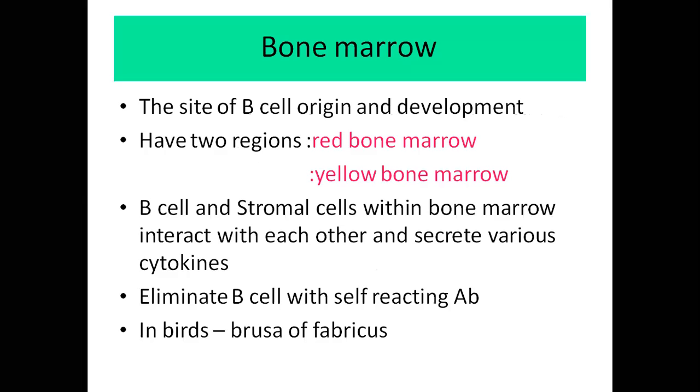So after thymus, the next part is the bone marrow. This is also a primary lymphoid organ, the bone marrow. So what do we know about the bone marrow? Bone marrow is the site where B cells originate. The origin of B cells and their development takes place in the bone marrow. Bone marrow has two regions. One is known as red bone marrow, another one is yellow bone marrow.